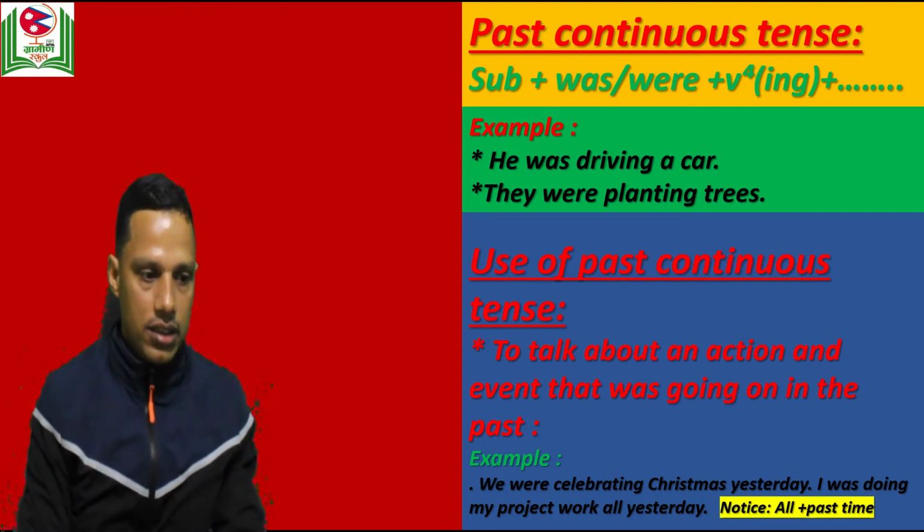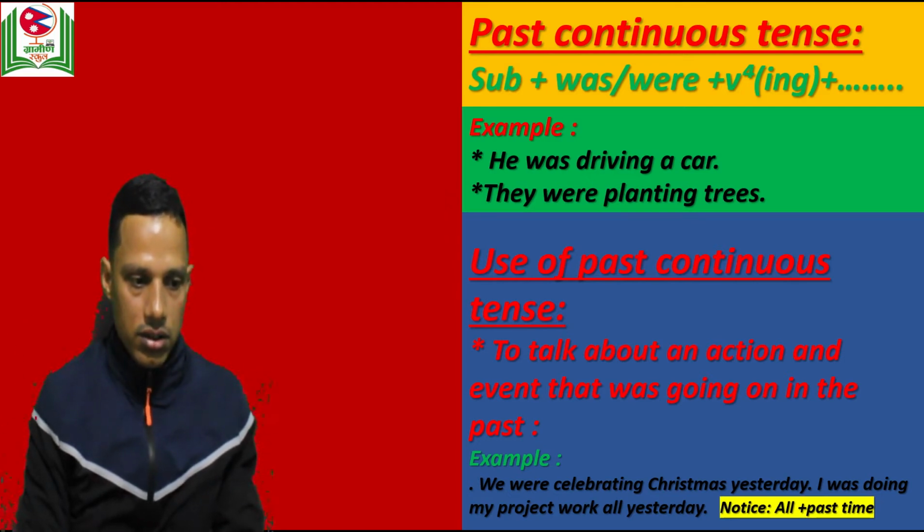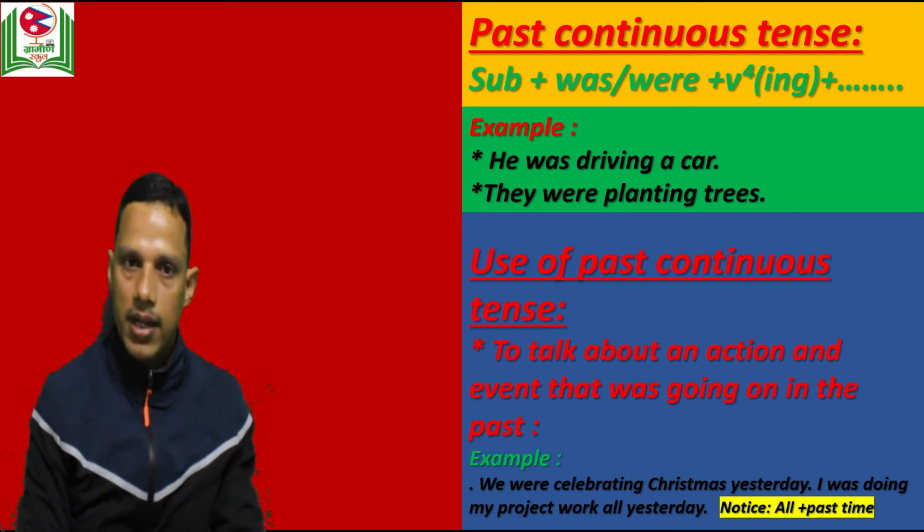The first condition: we use past continuous tense to talk about an action or event that was going on in the past. For example, we were celebrating Christmas yesterday. I was doing my project work all yesterday. In these sentences, we can see the action was going on in the past, right? The action of celebrating Christmas and the action of doing project work were going on in the past. Now, you have to notice that "all" plus a past time is generally used in past continuous tense.